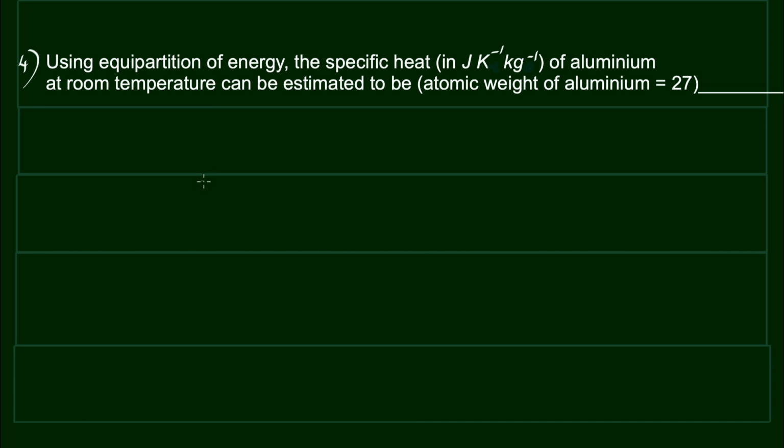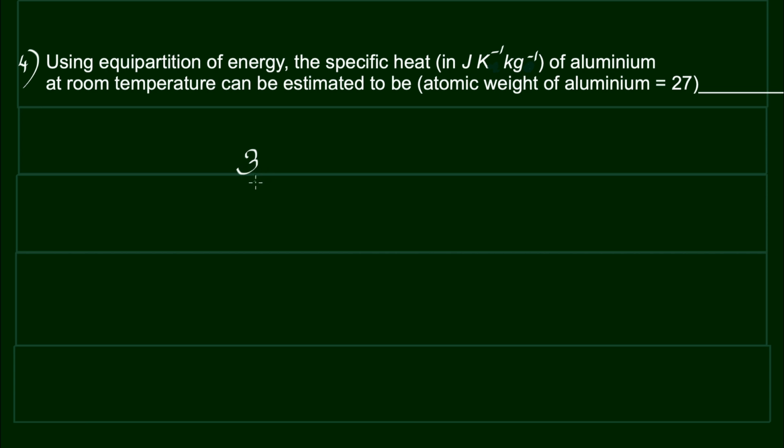Now in a solid, each atom is free to vibrate in 3 directions. So that means there are 3 vibrational degrees of freedom. This is not translation, because when this is vibrating, the bonds between the atoms are stretching and compressing. So these are vibrational degrees of freedom.